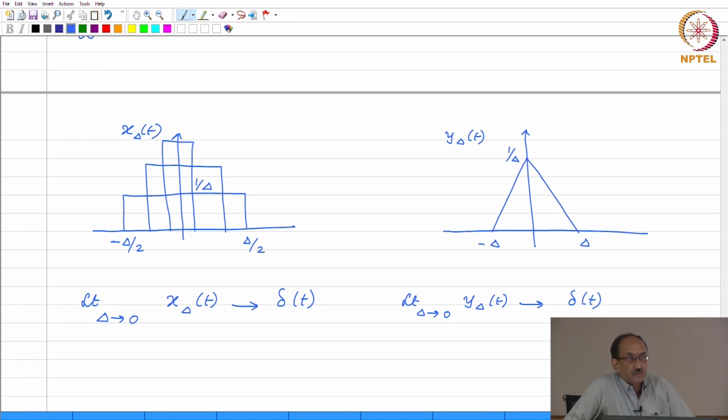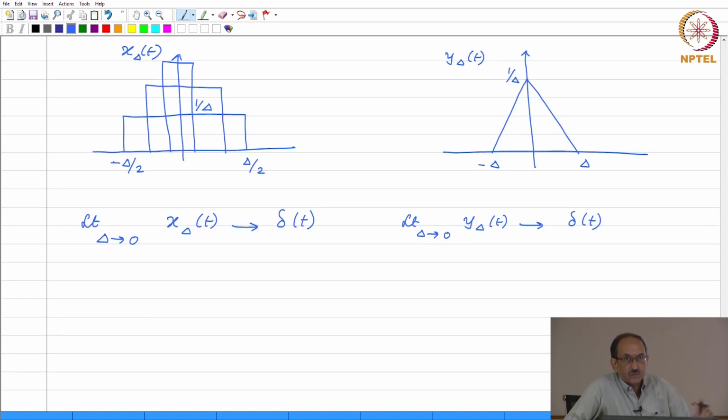Gaussian, yes, Gaussian is very good. So, as the variance of the Gaussian PDF becomes smaller and smaller, the height becomes larger and larger at the origin, area is always 1, therefore, that is also a perfectly valid sequence. Anything else?